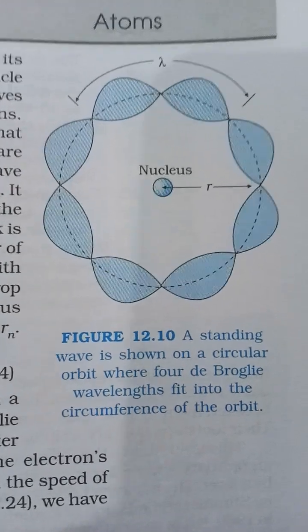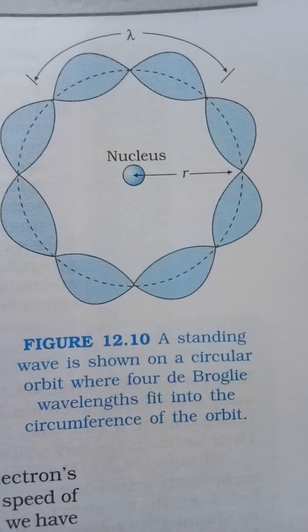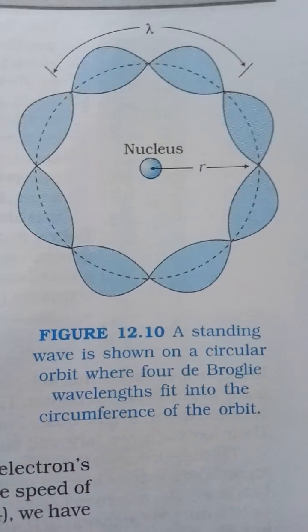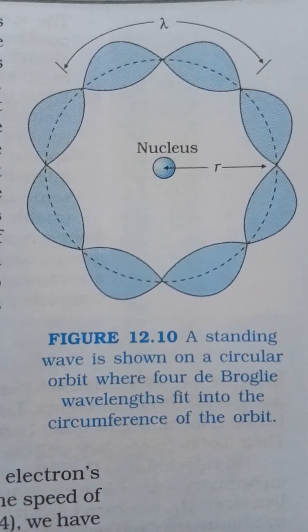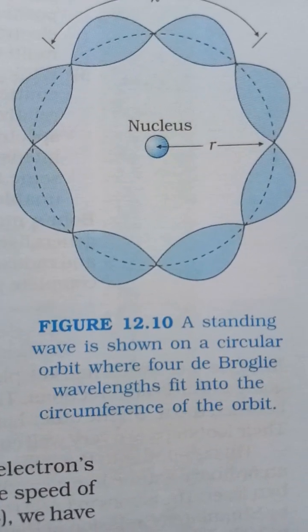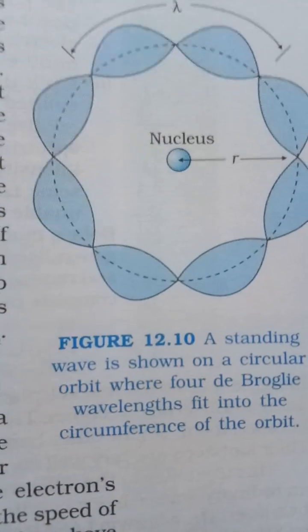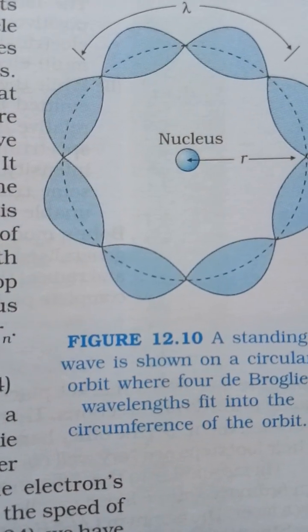Dear physics aspirants, right now I have section 12.6 of physics, the atoms chapter. When you study the atoms chapter, you will get the de Broglie's explanation of Bohr's second postulate of quantization. So here is the picture, and I would like to provide you the information of all the postulates Bohr made.